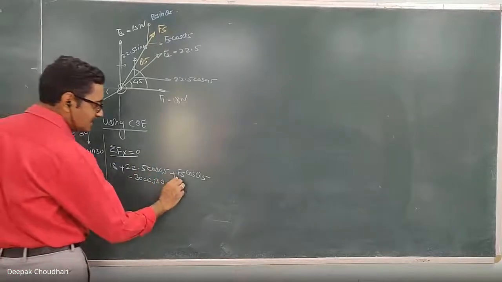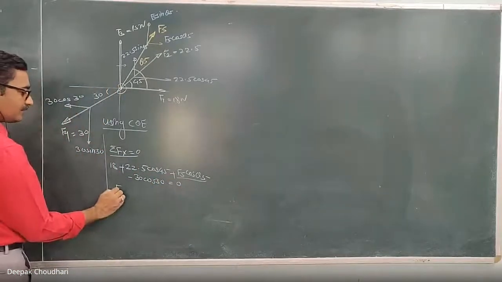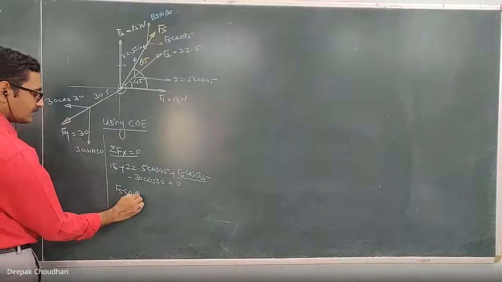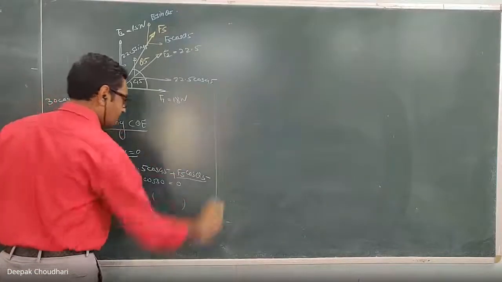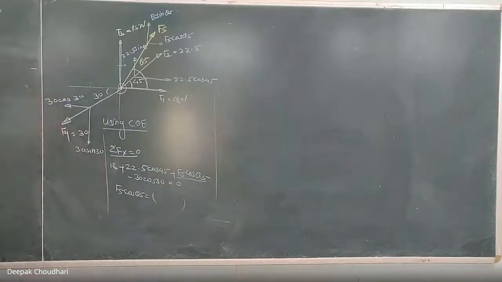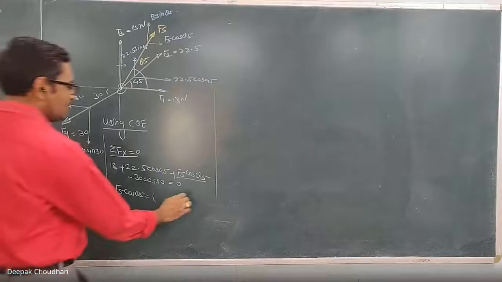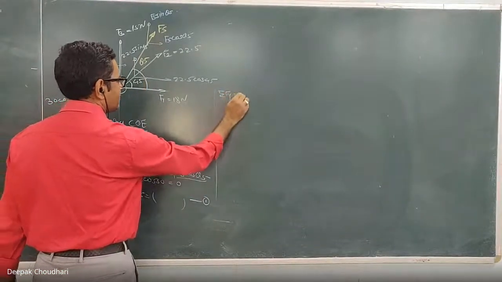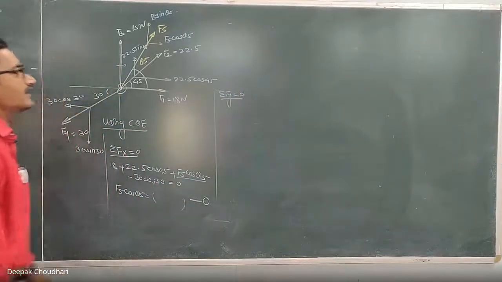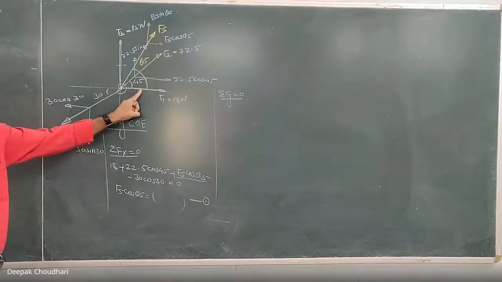Now in this equation, let's calculate this F5 cos theta 5. Here you will get the answer of F5 cos theta 5. It means there are two unknowns, F5 and theta 5. We cannot calculate those two unknowns by using only this one equation. We require one more equation, and that we can get by using another condition of equilibrium, summation of Fy equal to 0. If I use summation of Fy equal to 0, let's start from this force.